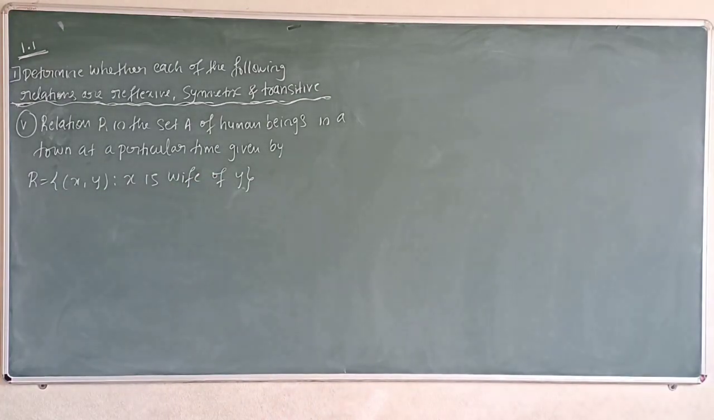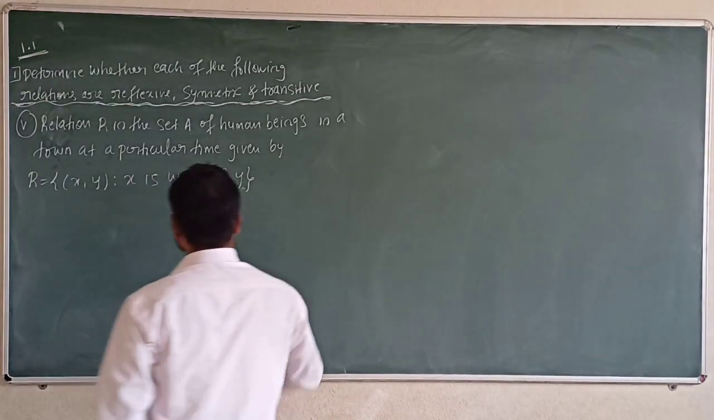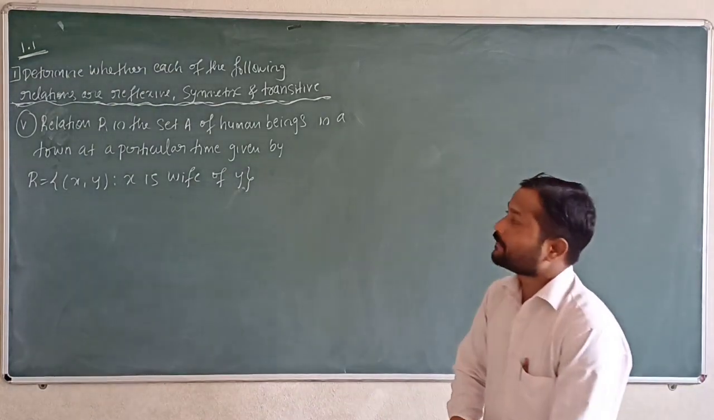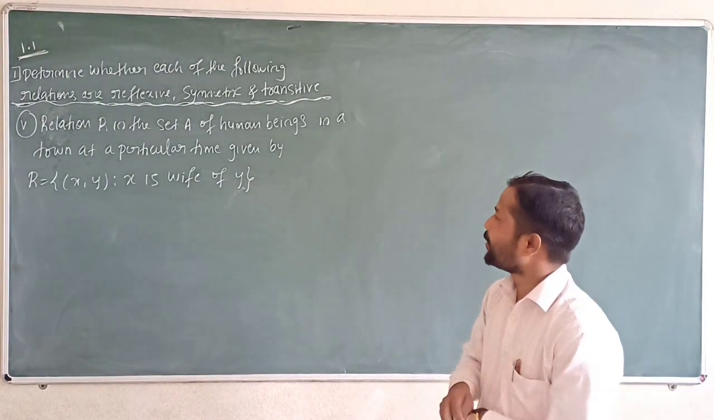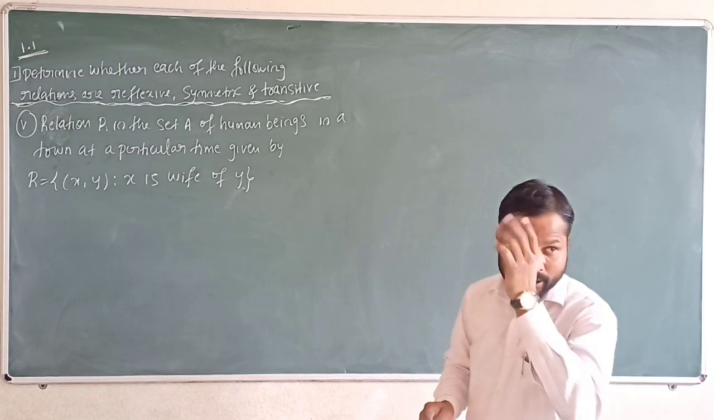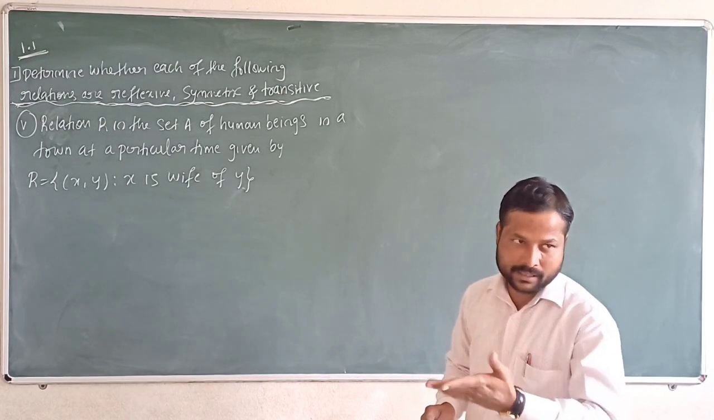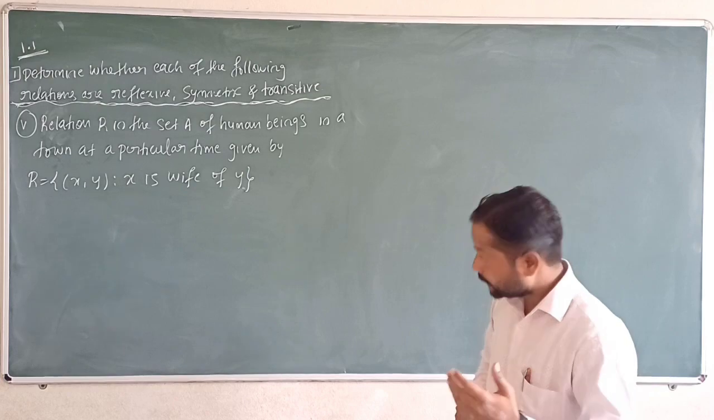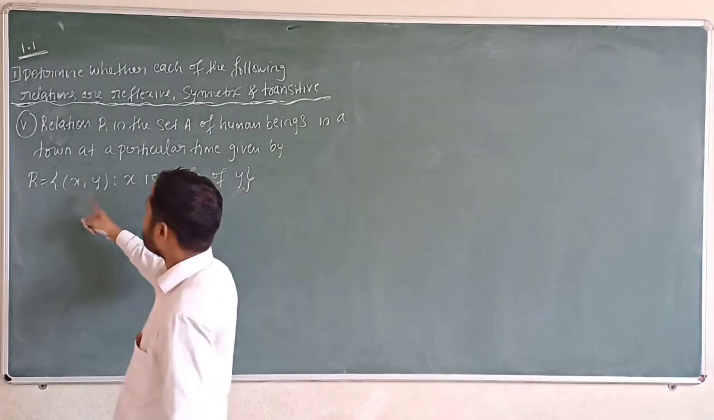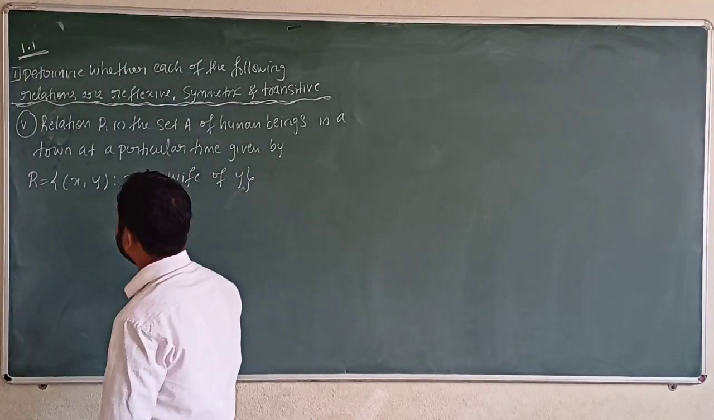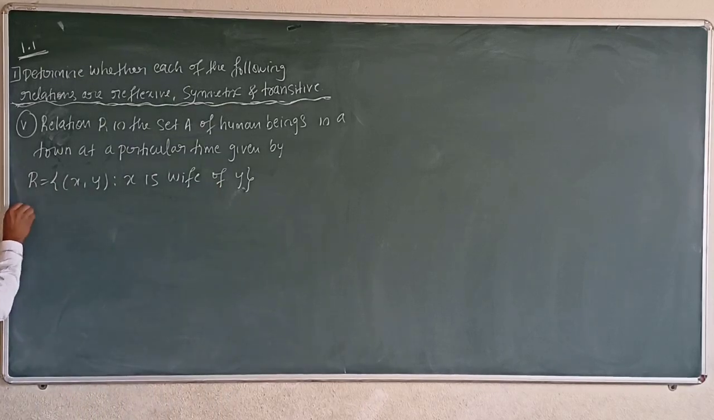Right? Okay, relation topic. What is the given set here? The relation R in the set of human beings in a town. The set is not numbers, it is a town, and inside it we have human beings, right? The relation given here is ordered pairs (x, y) such that x is a wife of y.